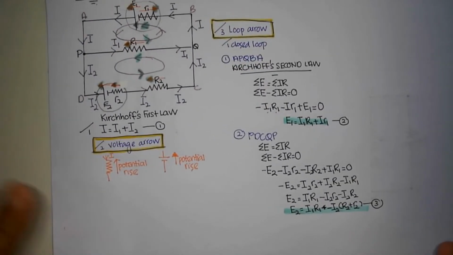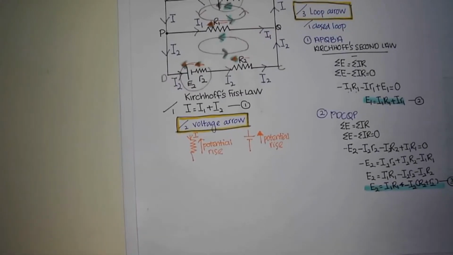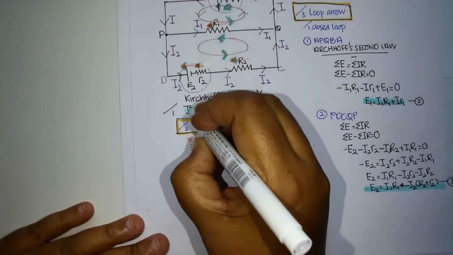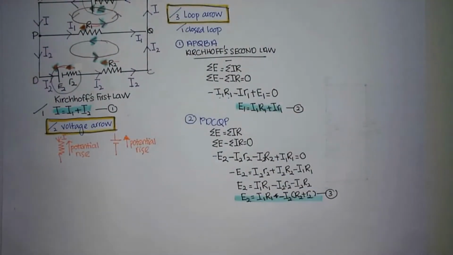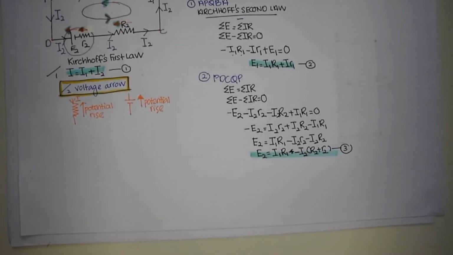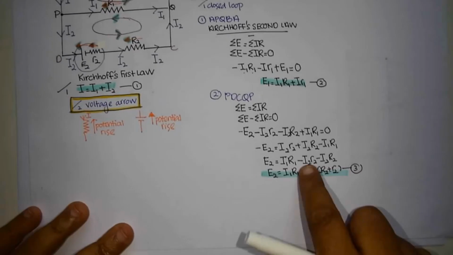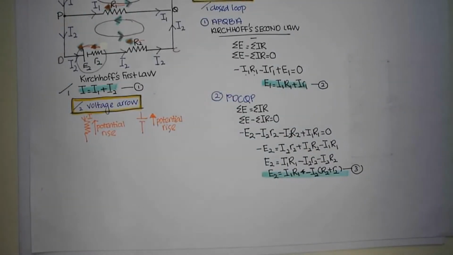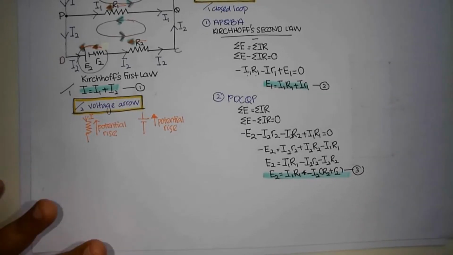Okay, 3 equations. The first equation is from the current law. The second equation is from the second law. The third equation is also from the second law. So we have 3 equations. We can solve simultaneously in a mathematical way, and then we can find all the unknown variables.